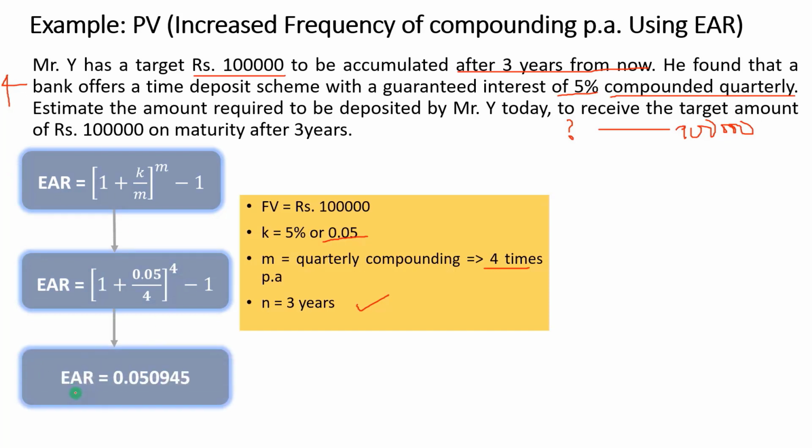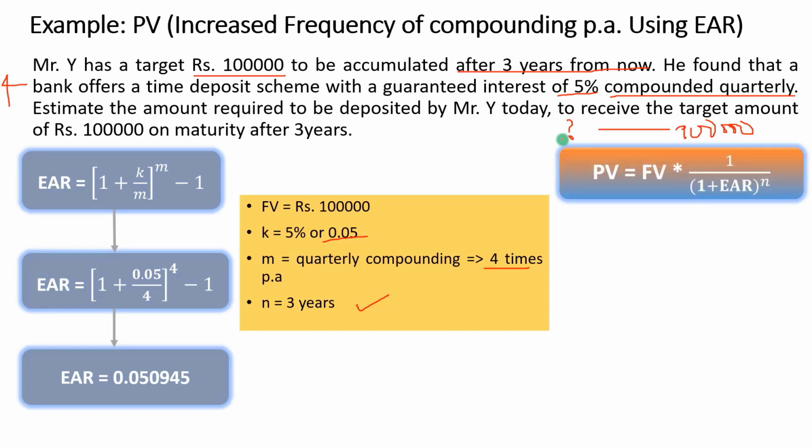Then effective annual rate in this case is 0.050945. As we are using same 5% in this case also, like the previous problem, we get the same effective annual rate. Now we can use this effective annual rate in estimating present value. Present value is equal to future value into 1 divided by 1 plus EAR to the power of n. This particular portion, present value interest factor in this case. Now let us insert the values into the formula.